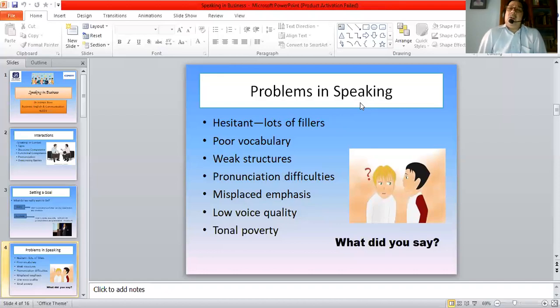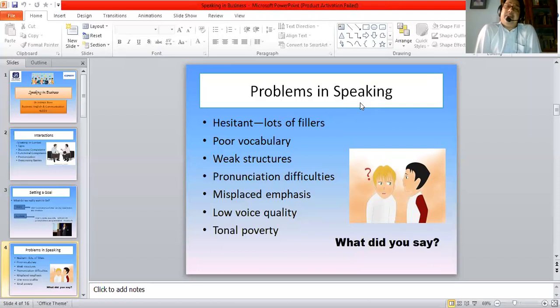Now, how can we improve on these situations? Because most often, what is going to happen if we suffer from these problems is that we will not be clear, we will not be understood, and it will be difficult for us to make ourselves understood, and even we might suffer from problems in understanding other people.